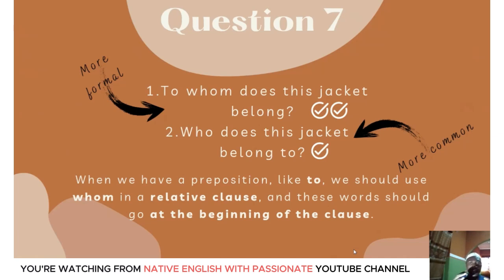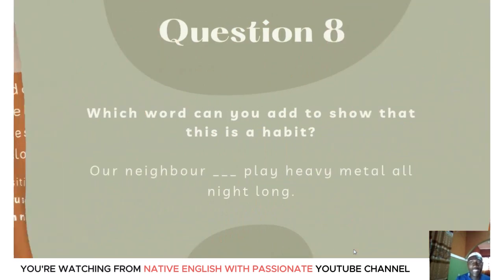When we have a preposition like to, we use whom in a relative clause, and this word should go at the beginning of the clause. So, to whom. That's why in most official letters, most formal letters, you find to whom it may concern. The word whom tends to be more formal, even though who is the most common. That's what you hear people saying.